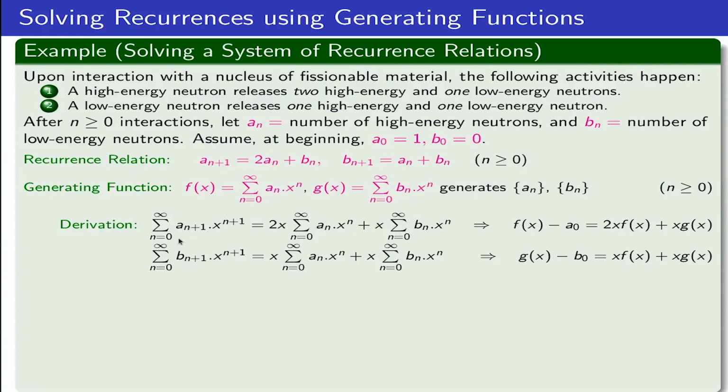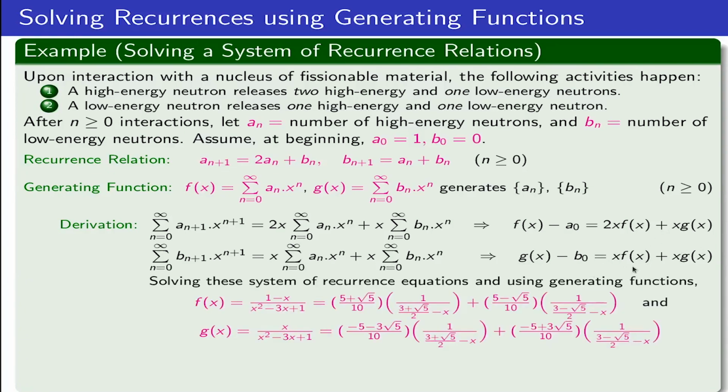So what does this give me? Here n is going from 0 to infinity, so n plus 1 is going from 1 to infinity. So it is nothing but f(x) minus A0, because one term is missing here. Here it is just f(x), so 2x into f(x). Here it is just g(x), so x into g(x). Similarly, g(x) minus B0 equals x into f(x) plus x into g(x). Now we have two such equations, and f(x) and g(x) are the two unknown quantities. Solve it and you will get this.